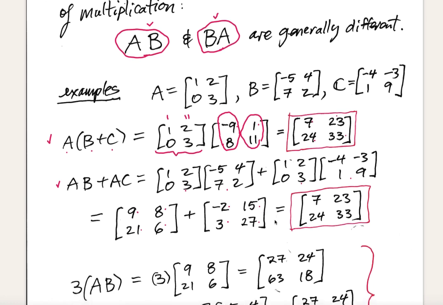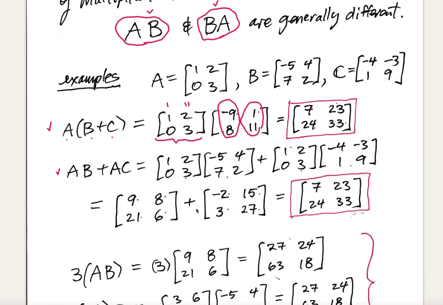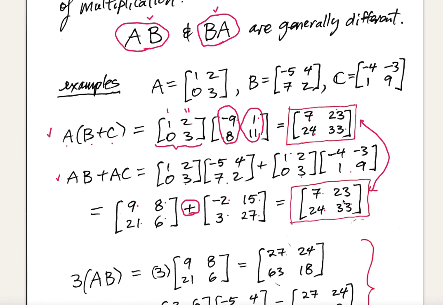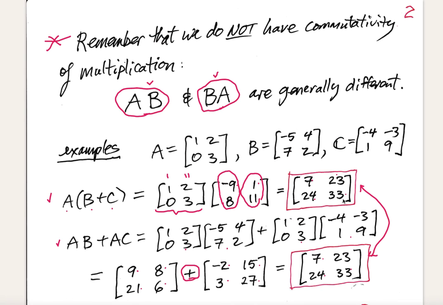Now let's add those two matrices. Just add corresponding components, very simple because you're just adding. 9 and negative 2 gives you 7. 21 plus 3 gives you 24. 8 plus 15 gives you 23. 6 plus 27 gives you 33. And what do you notice? Lo and behold, these two are equal, just like I claimed they were. So what I did was give you a concrete example of that first distributive property that we have up there.